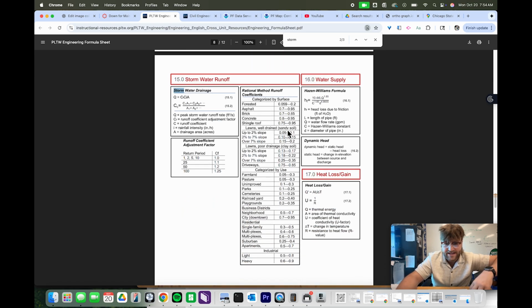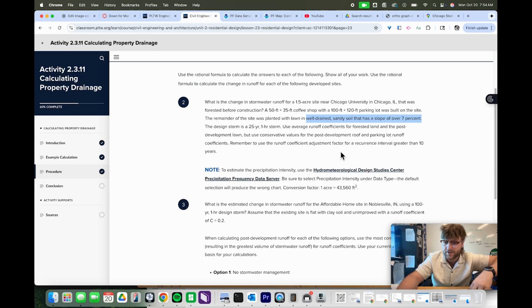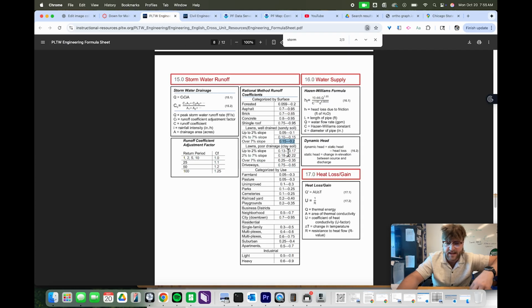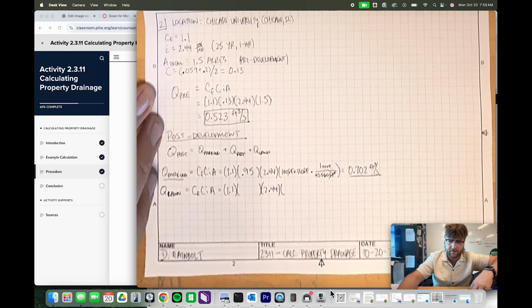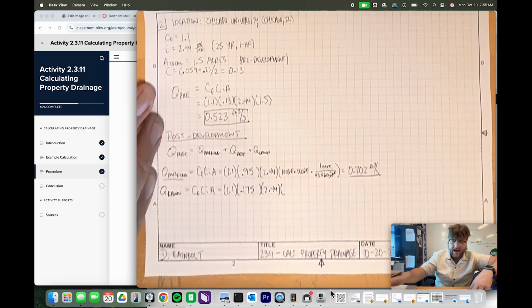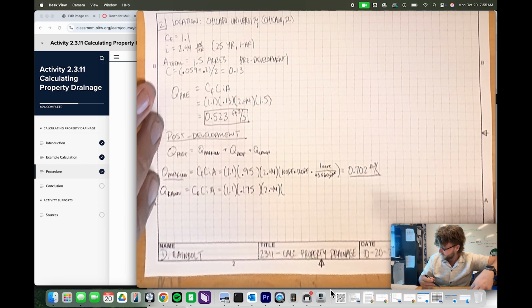So we've got well-drained sandy soil, over 7% slope. We've got the 0.15 to 0.2. Now, do they tell us to be conservative with the values that we use for the lawn? They say use the average for that. And so the value that we're going to end up using is going to be that 0.15 to 0.2, which gives us a value of 0.175, right? And so now we know what that C value is. It's 0.175. And so now we can calculate the area of the lawn as well.